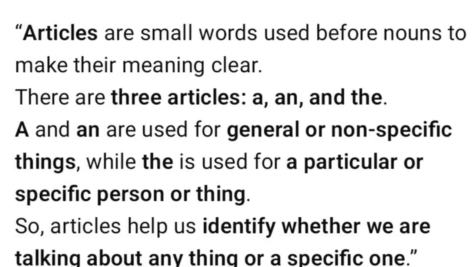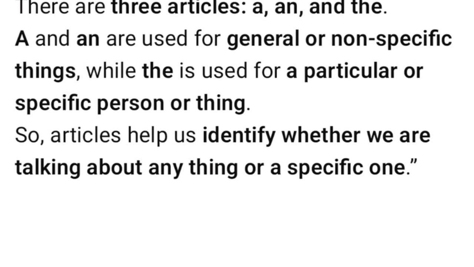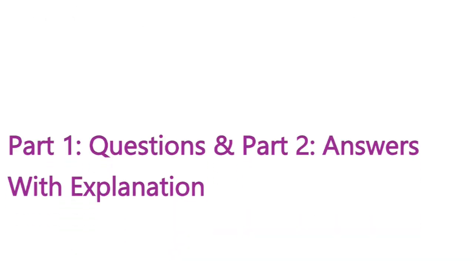So articles help us identify whether we are talking about anything in general or a specific one. So this is what the work of an article is when we talk about a sentence. Article a or an for general purpose, and the for special purpose.